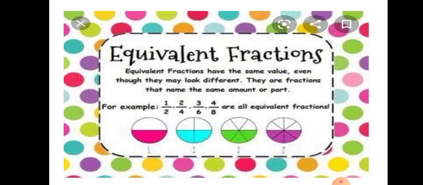Like for example 1 by 2 in first figure, second figure 2 by 4, third figure 3 by 6 and in fourth figure fraction of shaded parts will be 4 by 8. So all these fractions are known as equivalent fractions.